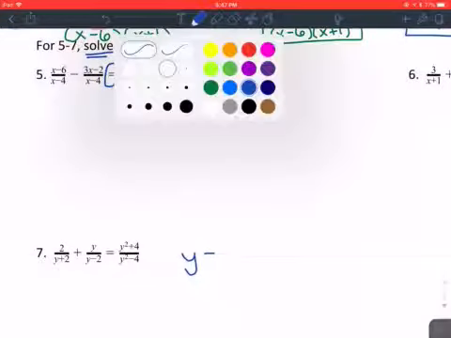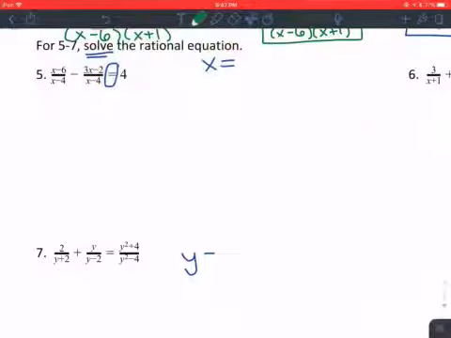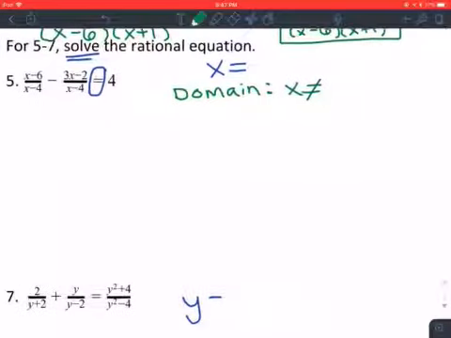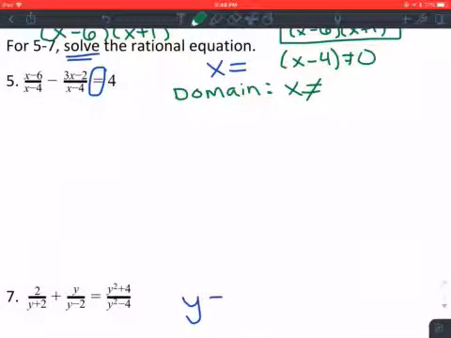Also remember, when we're solving, we need to state our domain restrictions. So what can our variable not be? Remember, for that we look at our denominator, which in this case would be x minus 4, and we set that equal to 0. So if x minus 4 cannot be 0, that means x cannot be 4.